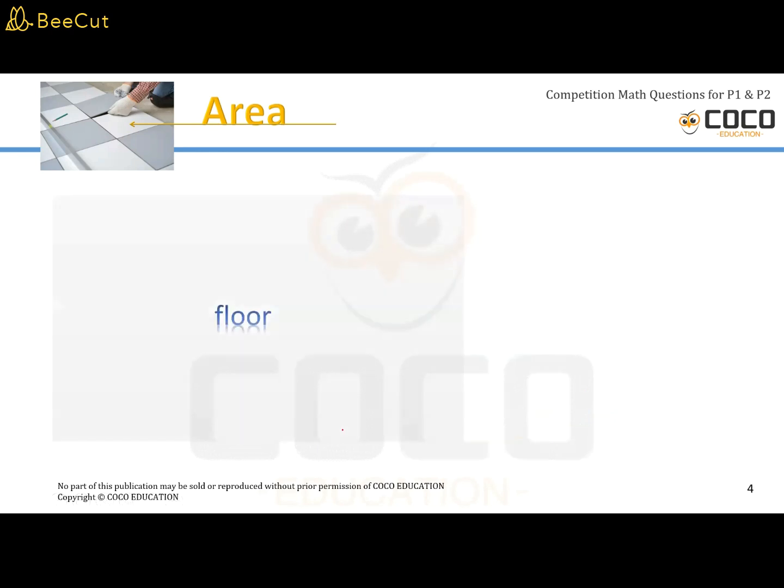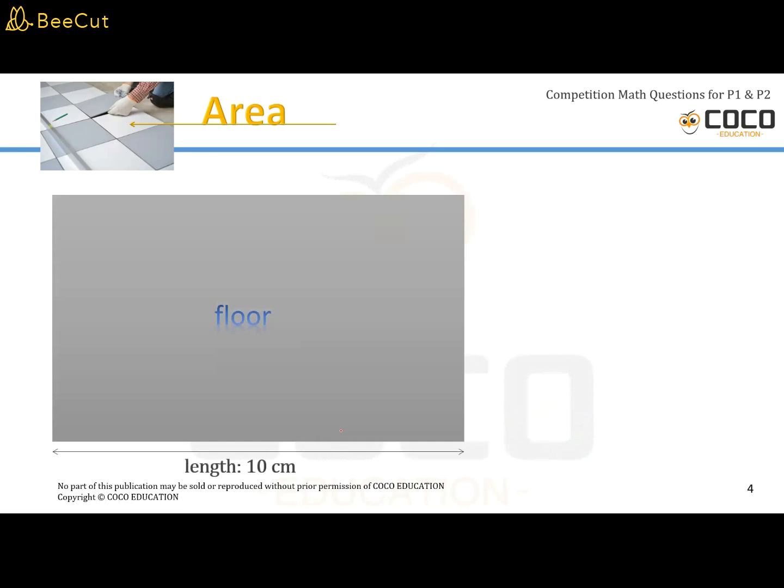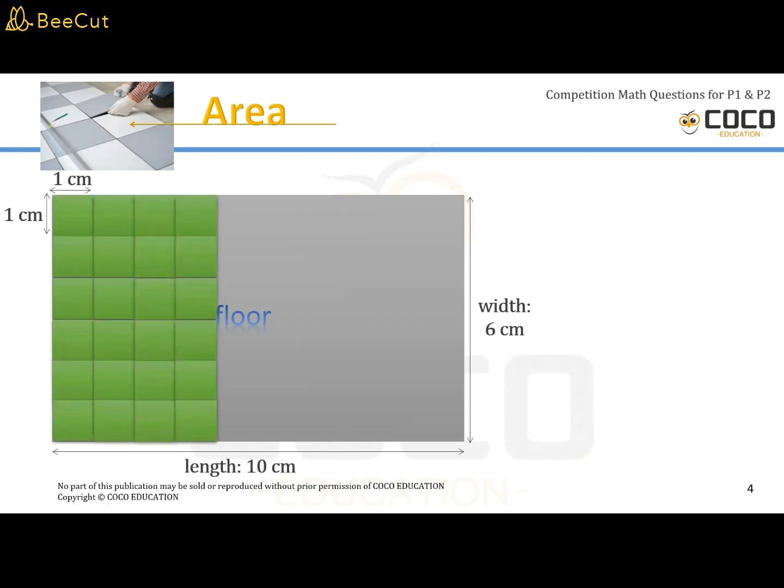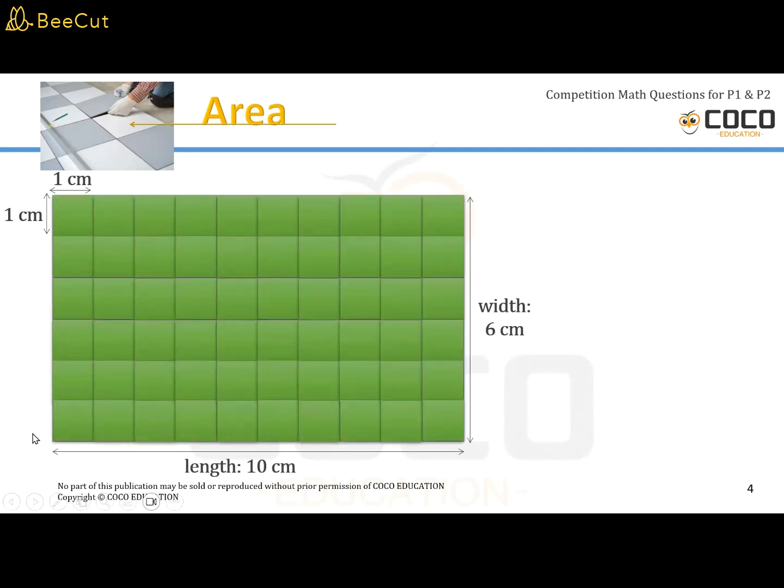Now let's look at a bigger floor, which has a length of 10 and width of 6. We still use such a special tile to cover it. Now we can see that if you want to cover the floor fully, you need 10 on this side and 6 on the other side. So altogether, you need 10 times 6 equals 60.